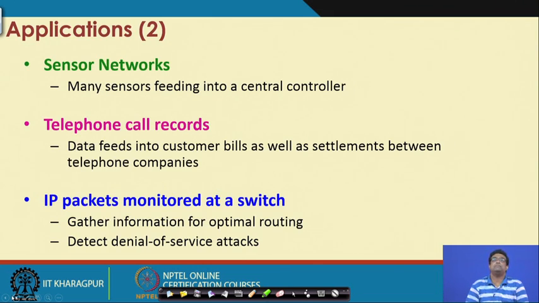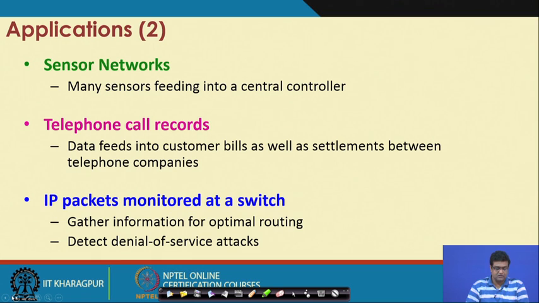Then there are applications in sensor networks. For example, you may have a set of sensors feeding in streams of numbers, something like temperature or other properties that they are measuring. Then you may have telephone call records. Data feeds into customer bills, and you may have to answer questions like how much time did the customer talk in the past 30 days or something like that.